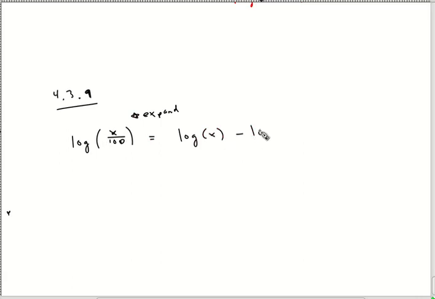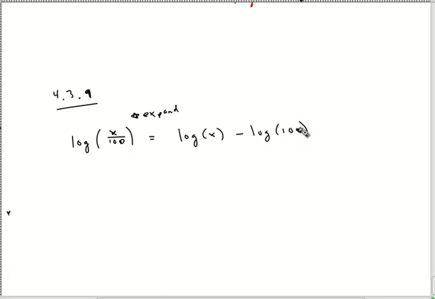So the first question, let's go through this. 4.3, number 9. I've got log of x over 100. They say simplify, kind of. They say that we need to expand. Expand is definitely simplify, and we're going to use those properties, but we're trying to make it longer. Anyways, we just follow the formulas. Look, there's a division, so there must be a minus sign between them. And there you go, you're done.